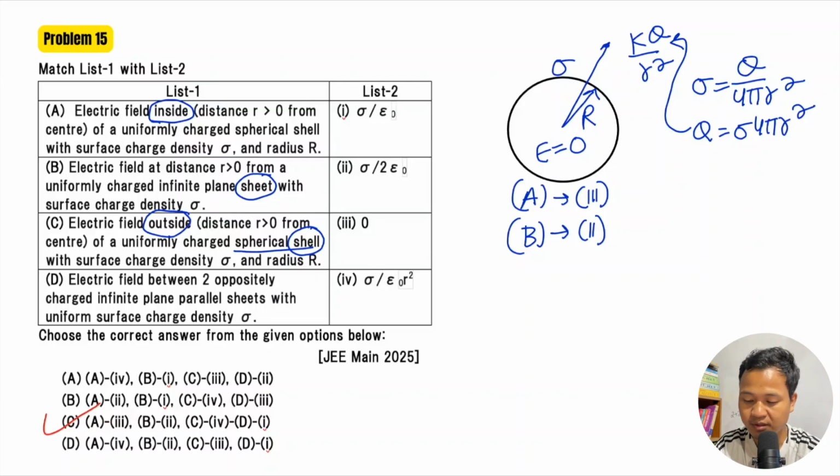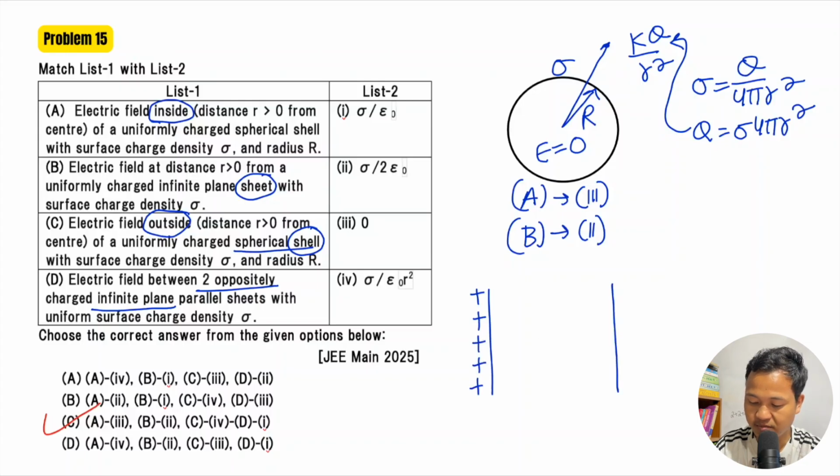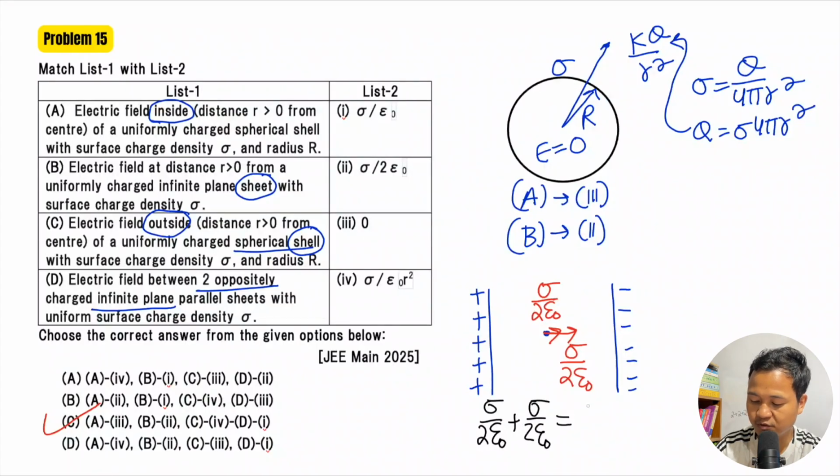And the last one is electric field between two oppositely charged infinite plane sheets. Here plus plus plus, here minus minus minus. So at the center point, the electric field due to the plus sheet is away from the charge, sigma by 2 epsilon naught. Due to the negative sheet, it is towards the sheet, sigma by 2 epsilon naught. Net is the sum of these two: sigma by 2 epsilon naught plus sigma by 2 epsilon naught. Half plus half, so sigma by epsilon naught. Okay, like that. Then that is the answer.